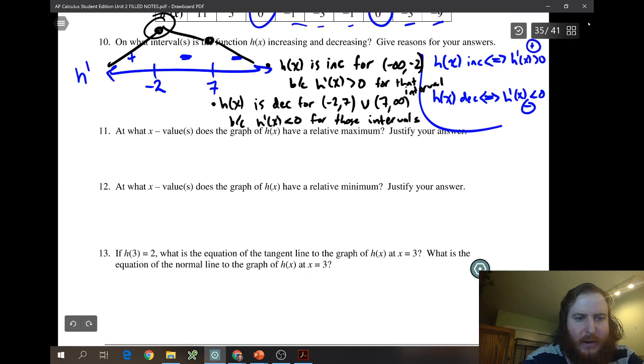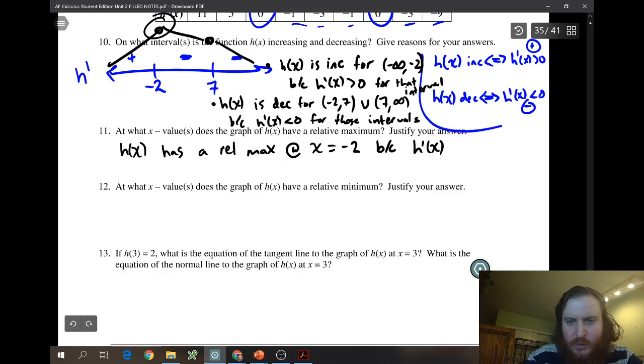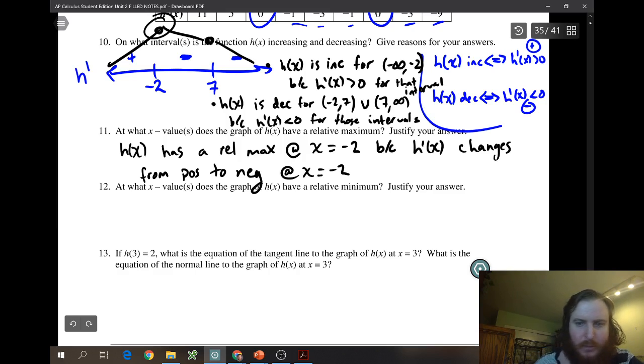So it has a maximum at h of x, kind of sentence starter, has a max or a relative max at x equals -2. I'm using at because it's a point. Because h prime of x, always the same reasoning, always because h prime of x changes. Just use your chart, your table that we're memorizing. Changes from positive to negative at x equals -2, or at that point.